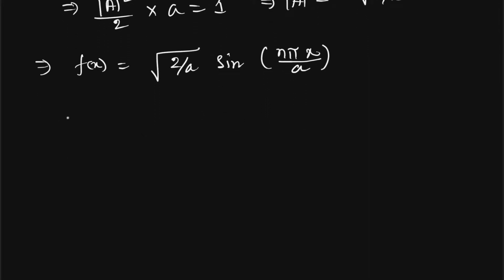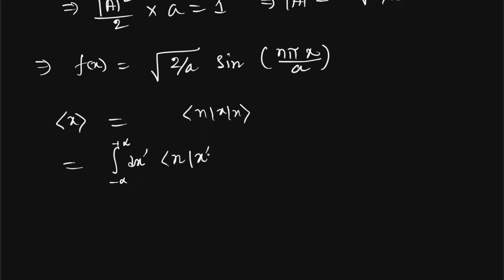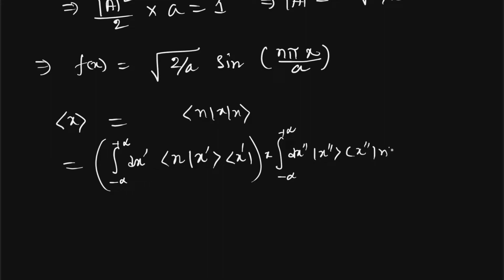Now let us calculate the expectation value of x. What will be the expectation value of x at this step? That will be ⟨n|x|n⟩. Again let us use the completeness property: integration from minus infinity to plus infinity dx' |x'⟩⟨x'|, and integration from minus infinity to plus infinity x dx'' |x''⟩⟨x''|, then |n⟩.